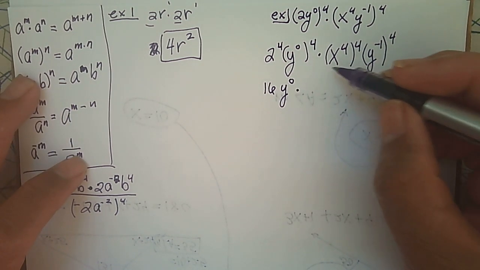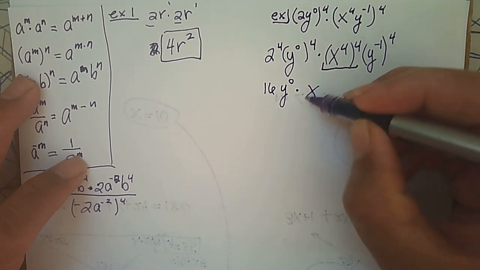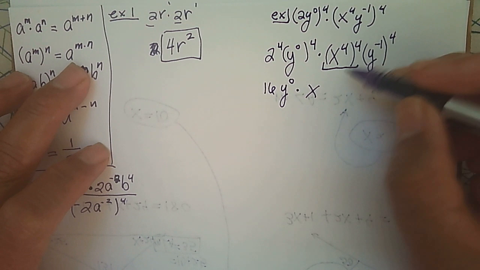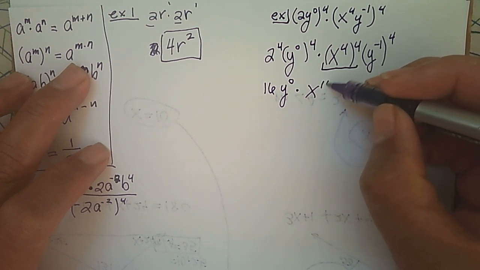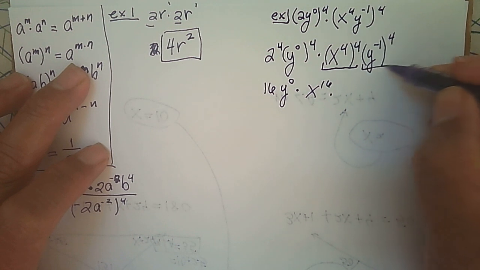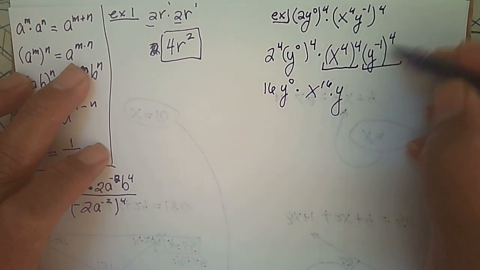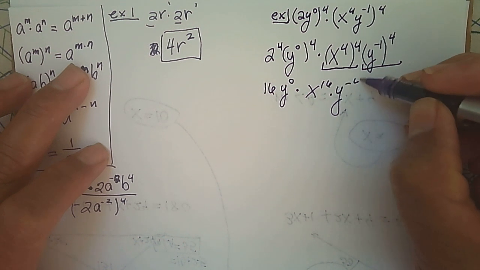Times, same thing right here. The base should be the same base, should be x, and the exponent should be multiplied. 4 times 4 will give you 16. Multiply by, same rule right here. Base will be the same. Multiply the exponents, negative 4.